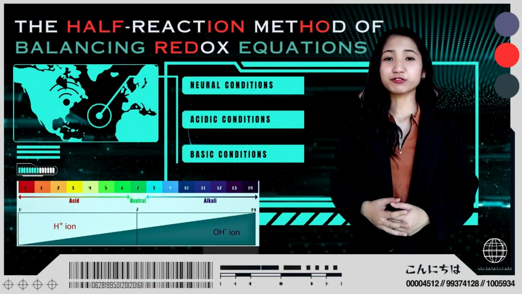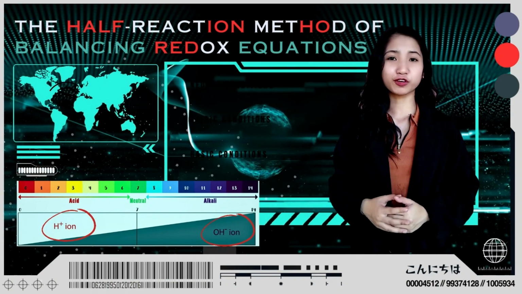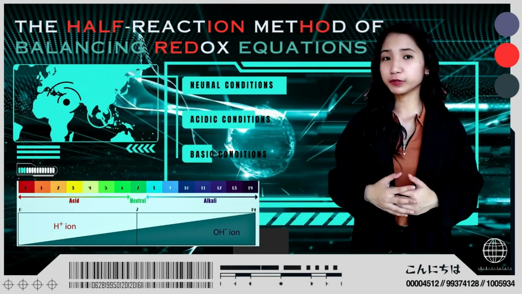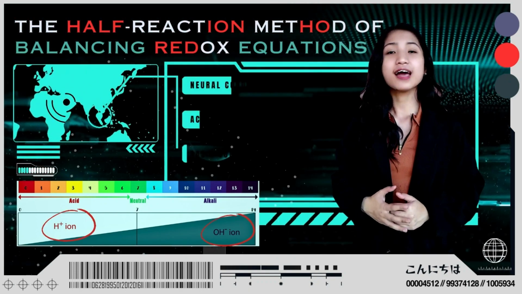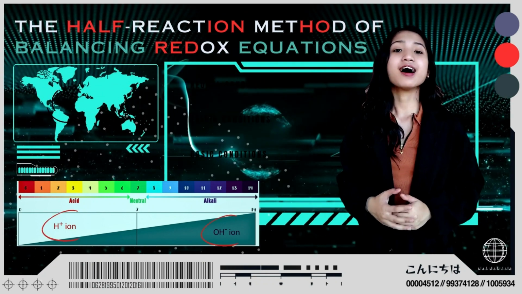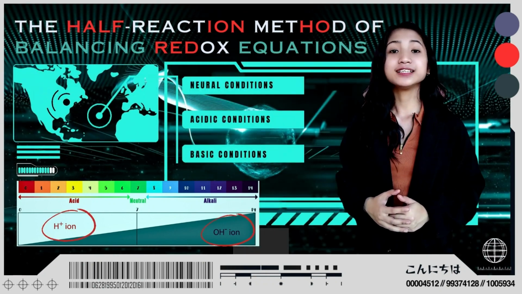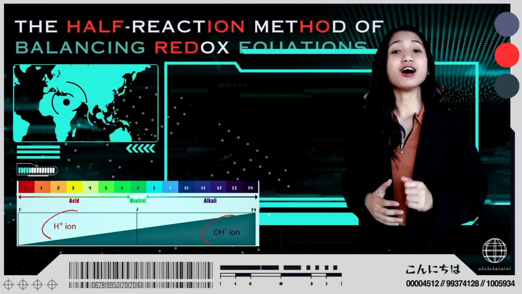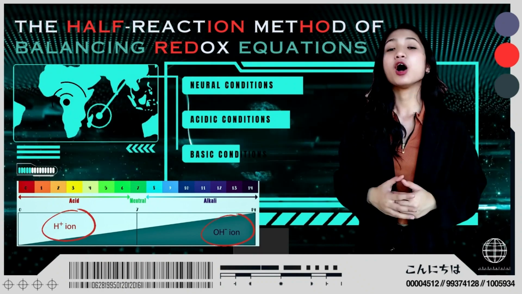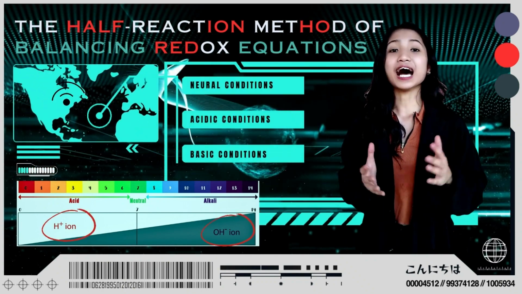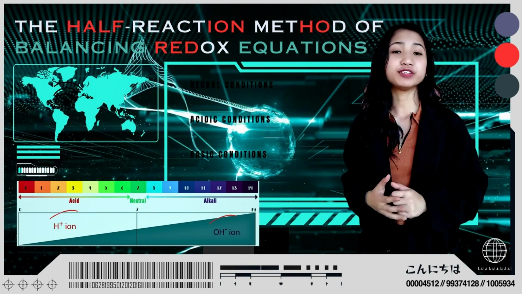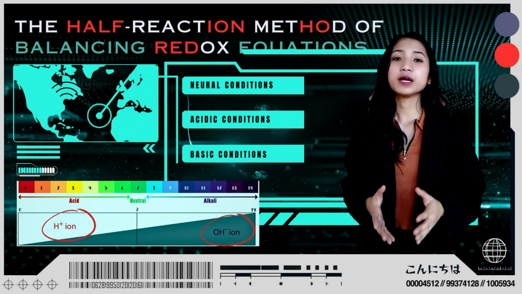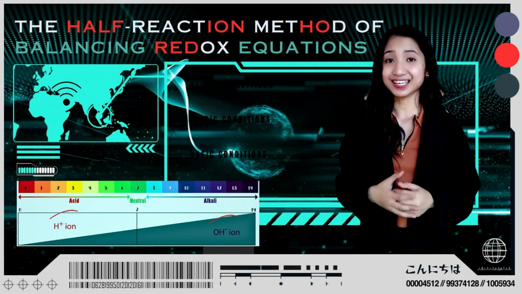Here are three types of redox reactions that we will be balancing. These are neutral conditions, the easiest among the three. Then we have acidic conditions. Acids are solutions that contain an H+ ion, which defines them as acids. And lastly, basic conditions. Basic solutions contain OH- ions, the hydroxide ions. With the help of the extra H+ and OH- ions, we can use them in the balancing process, which will make sense later.